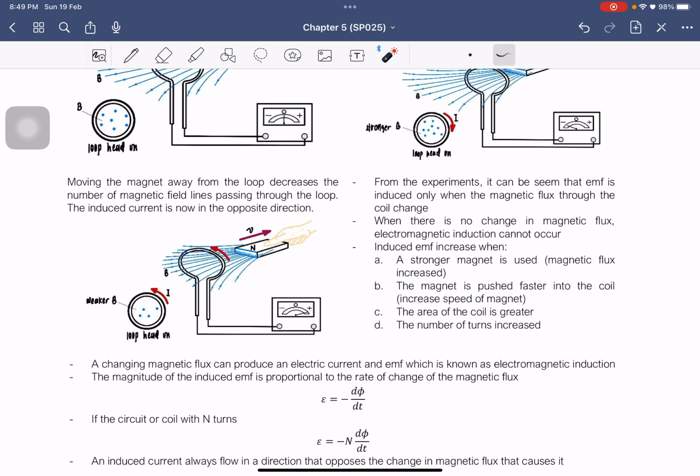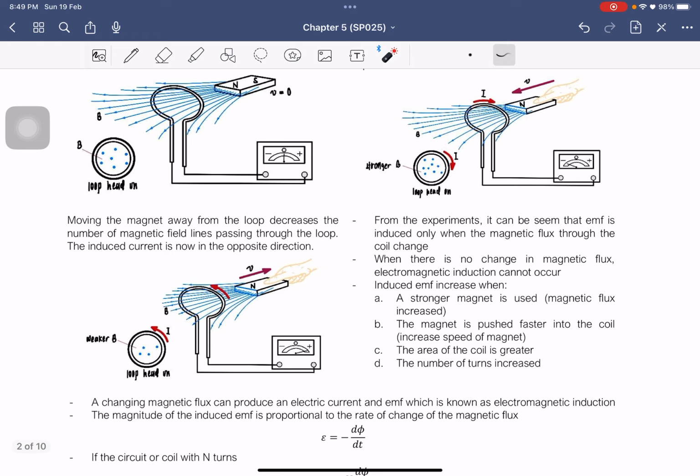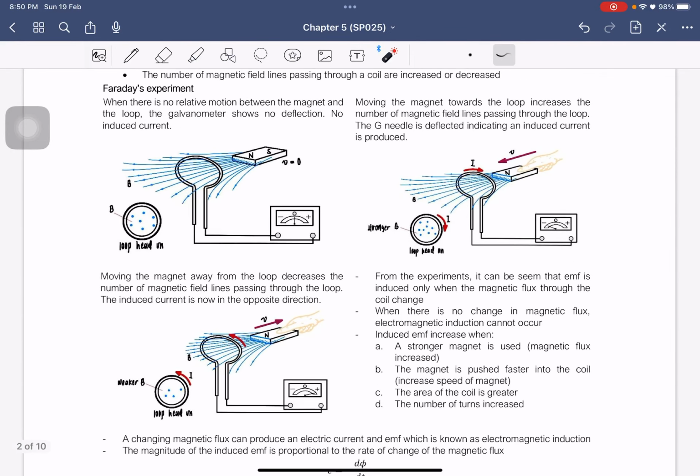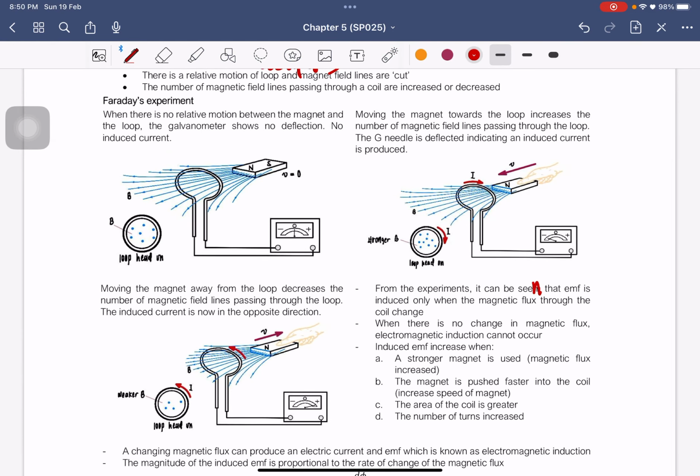Okay, so what can we get from this Faraday's experiment? From these experiments, it can be seen that the EMF is induced only when the magnetic flux through the coil changes. So now the magnetic field lines going through the loop either increase or decrease. So that's why there is a change in the magnetic flux.